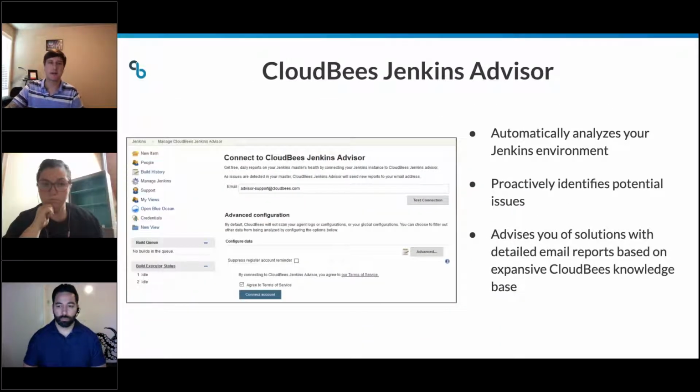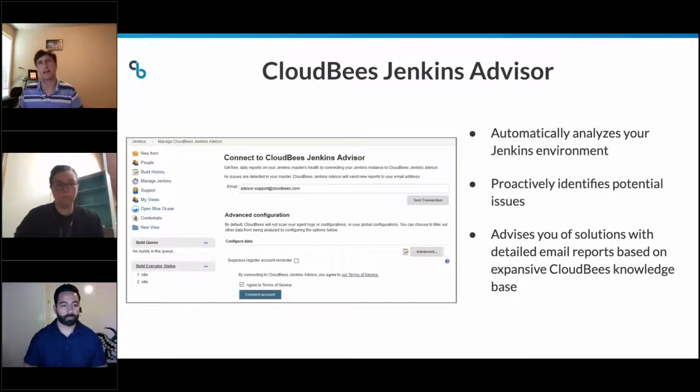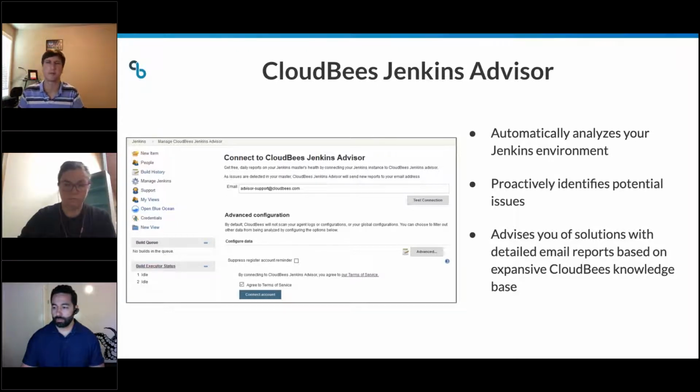CloudBees Jenkins Advisor. So this is a really, really neat value add, in my opinion. Our support team here at CloudBees uses this, right? So CloudBees Jenkins Advisor, once you install this plugin, automatically analyzes your Jenkins environment and proactively identifies potential issues. It could be security, performance related, et cetera, and it advises you on recommendations to take based off our knowledge base that we create. Once we solve and diagnose problems for customers, we write them into a knowledge base, always expanding, and then this script goes to look and say, hey, this might be wrong. Let you know ahead of time before it intensifies and can become a bigger problem.